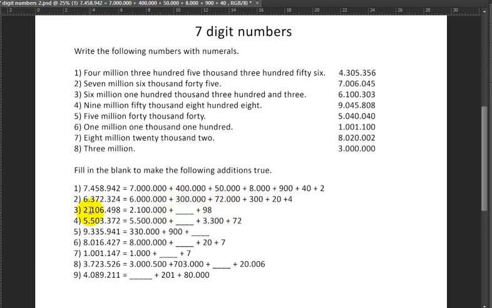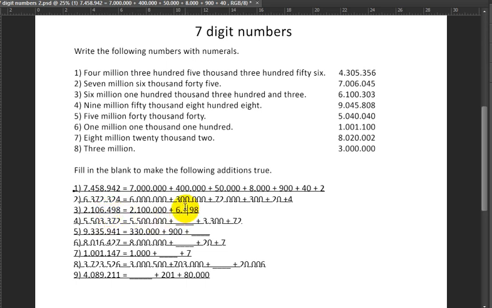Next up, we have 2,106,498. And what does it give us here? It gives us 2,100,000, and it gives us 98. So that means we have these. We don't need to worry about the tens of thousands because they're already 0. And we need the thousands and the hundreds. So we need 6,400 to make this true.